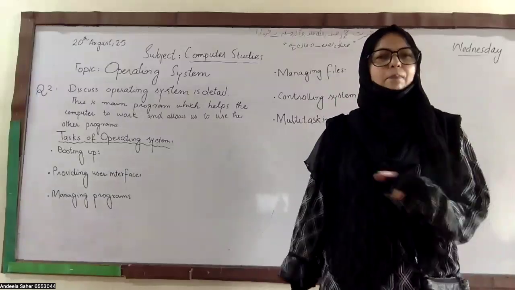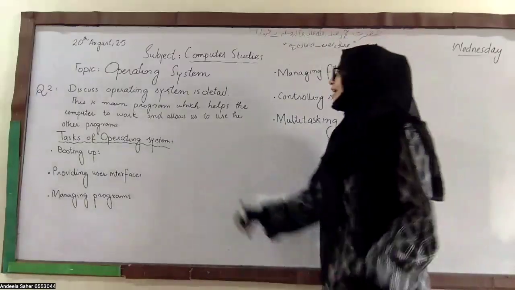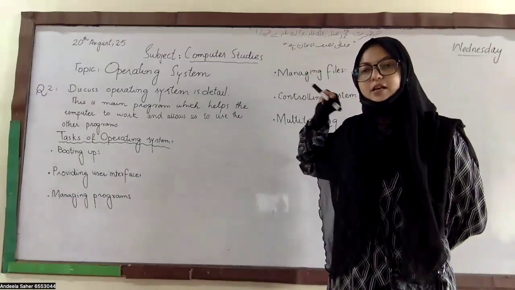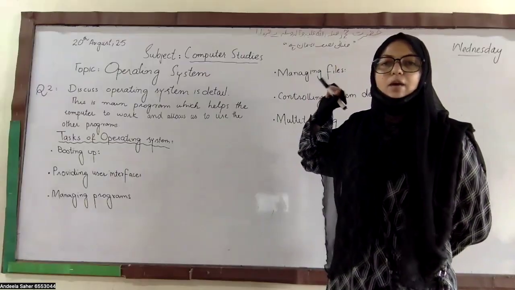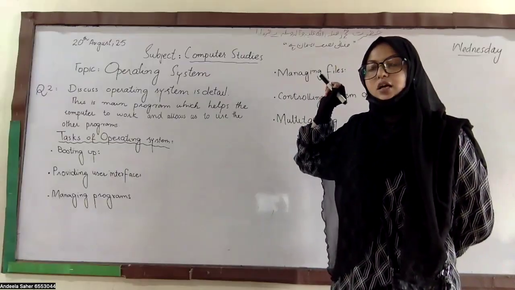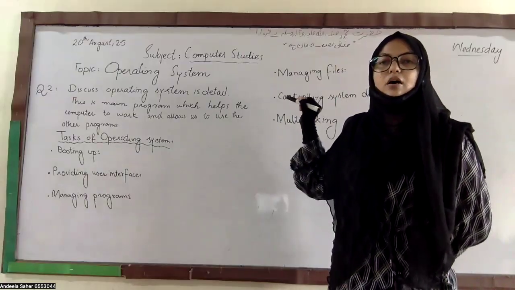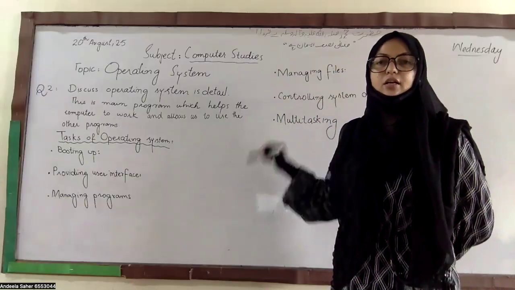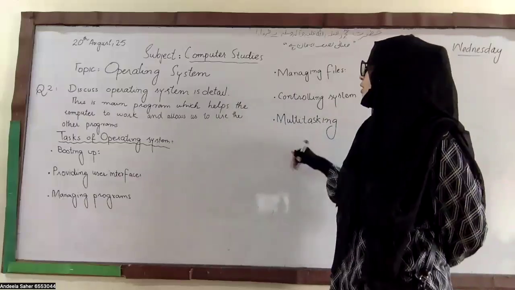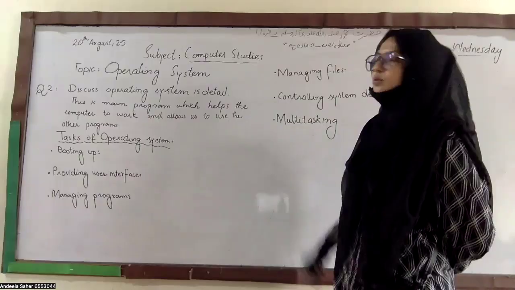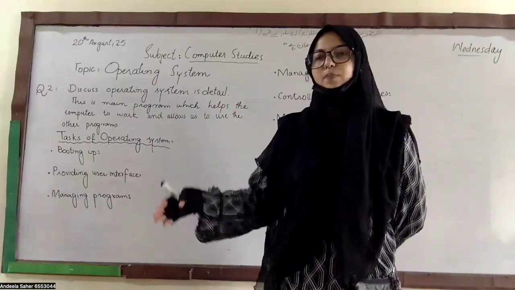So I am going to wrap up my lesson. Operating system is the second most important, the second main program of the computer. The first was BIOS, and because of the BIOS we have the operating system, because BIOS is loading the operating system. So the operating system is a main program which helps the computer to work and allows us to use other programs, either system programs or application programs.